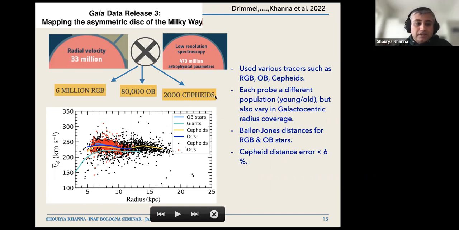And the benefit of that is then, for instance, if you make the rotation curve, you can trace the rotation curve over different radii, and also we can look at how each different population is behaving. So for instance, for the Cepheids, distance errors in this case are less than 6% at a distance of almost 10 kpc. So we really can trust what's going on in the outer disk with these, thankfully.